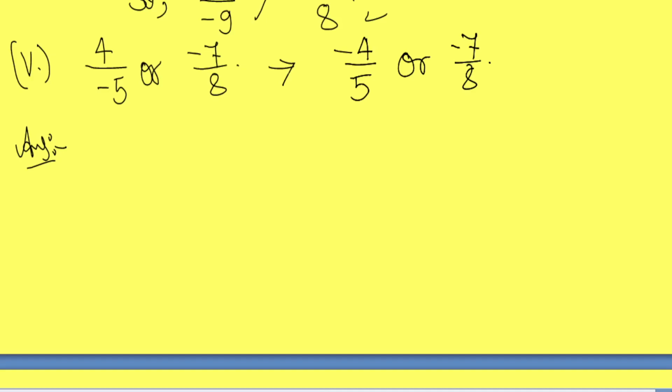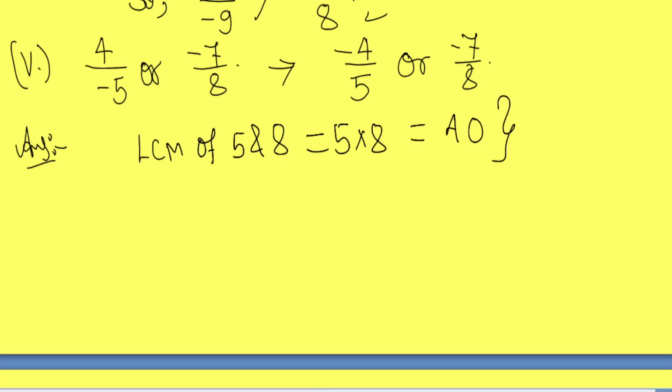Let's try to solve this question. We take the first rational number minus 4 upon 5. Before doing that, what we have to do? We have to find the LCM of both denominators, 5 and 8. Because both have no common factor other than 1, we multiply both. So the LCM of 5 and 8 is 5 multiplied by 8, that is 40. So the LCM is 40.